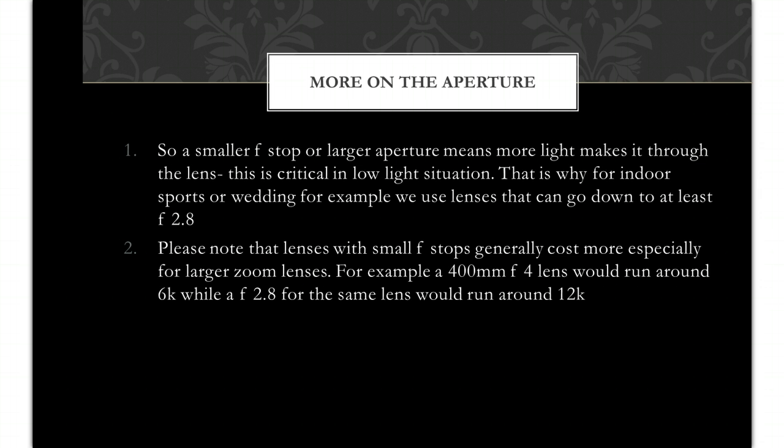Now when you look at the larger lenses, the zoom lenses, say a 400mm, to get a zoom lens 400mm with a f-stop of 4, you'll probably pay around $6,000. To get to a 2.8, you're going to pay like $12,000. So you pay a lot more money for a lower f-stop, because, again, every time you add more glass in a lens, you are reducing the amount of light, so it becomes more and more difficult to get more light through it.